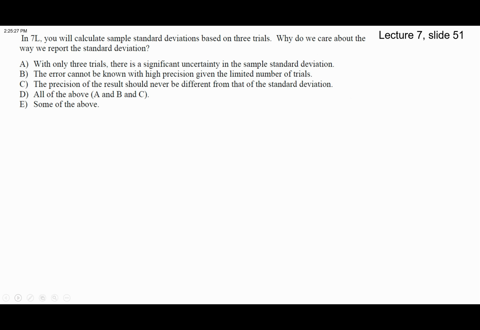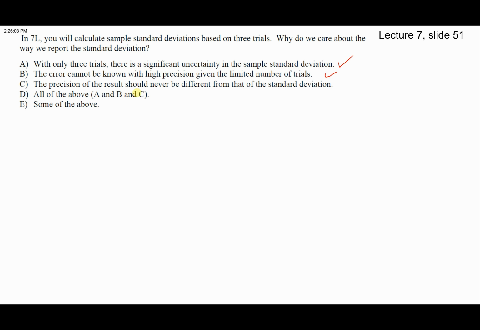In 7L, you will calculate sample standard deviations based on 3 trials. Why do we care about the way we report our standard deviation? With only 3 trials, there is significant uncertainty in the sample standard deviation, right? We talked about that. With 3 trials, we have a 50% error, and we really don't know much about the system. True. The error cannot be known with high precision given the limited number of trials. Yeah, that is also true.